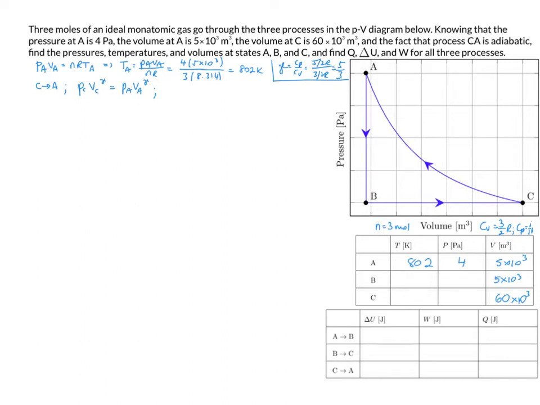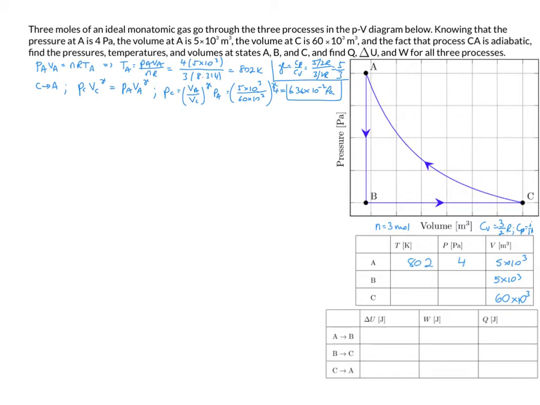So then here I'm solving for pressure at C, and that's going to be volume A divided by volume C, to the gammath power, times pressure at A. So volume at A is 5 times 10 to the third. Volume at C is 60 times 10 to the third. And pressure at A is 4 pascals. So that means that pressure at C is going to be 6.36 times 10 to the negative 2 pascals. So we know that pressure.